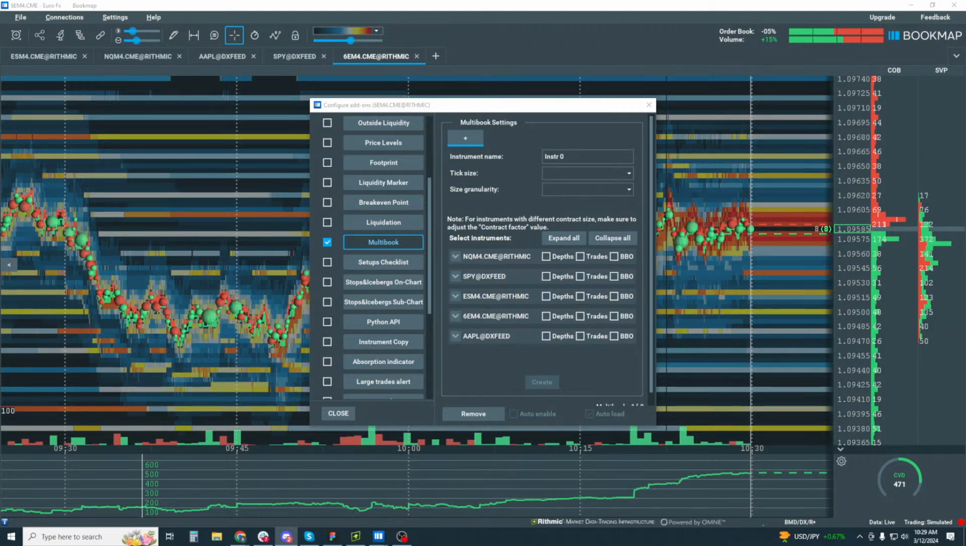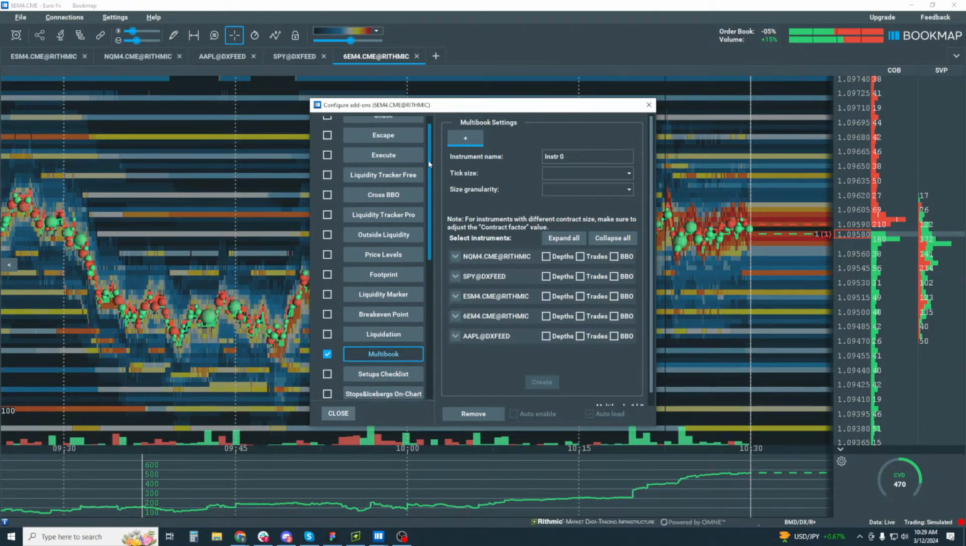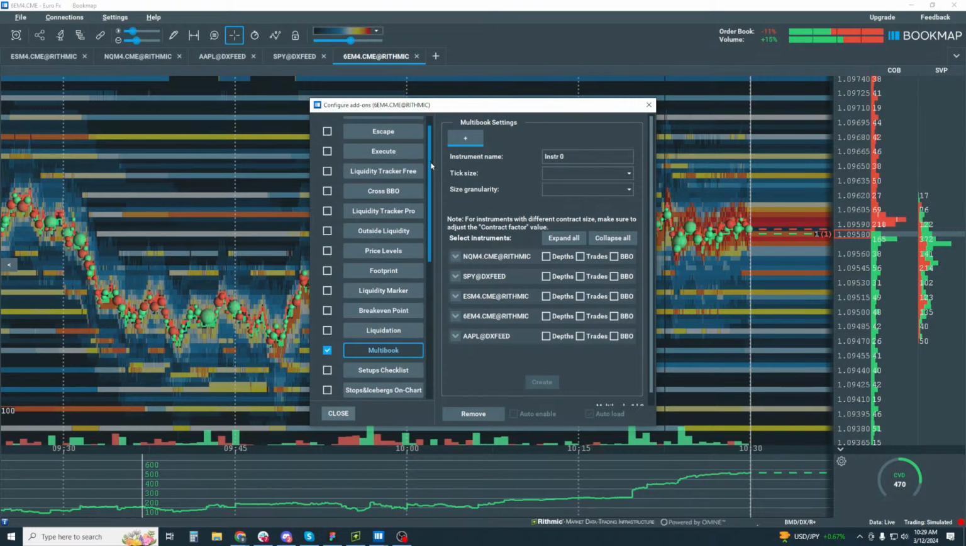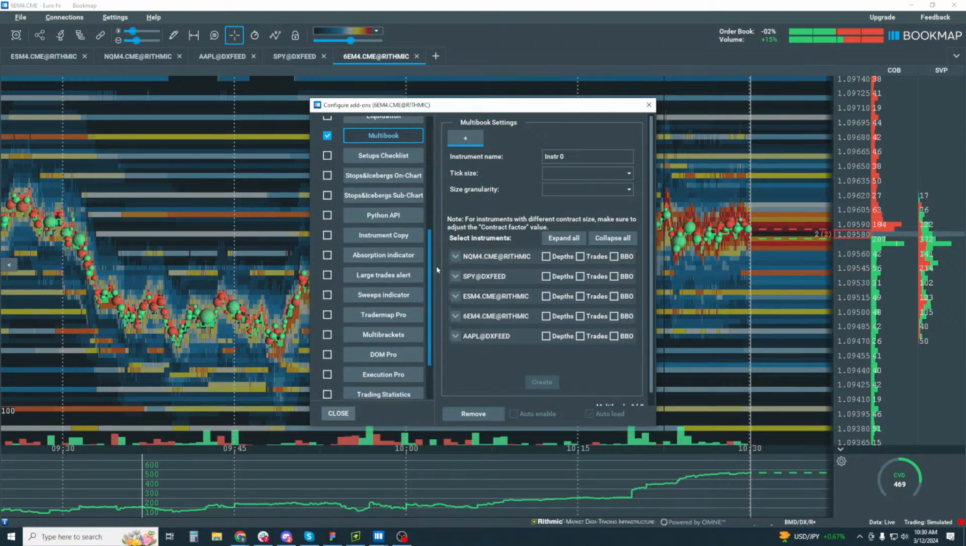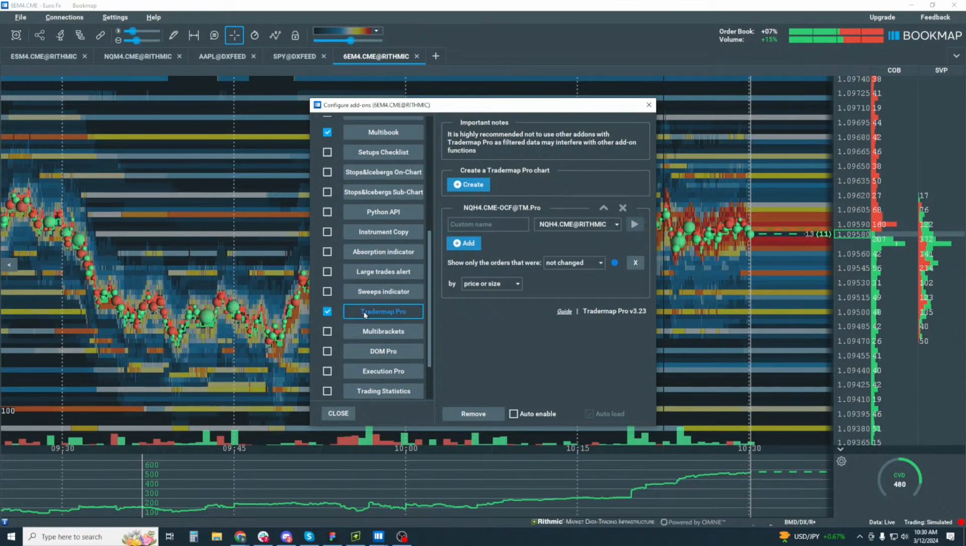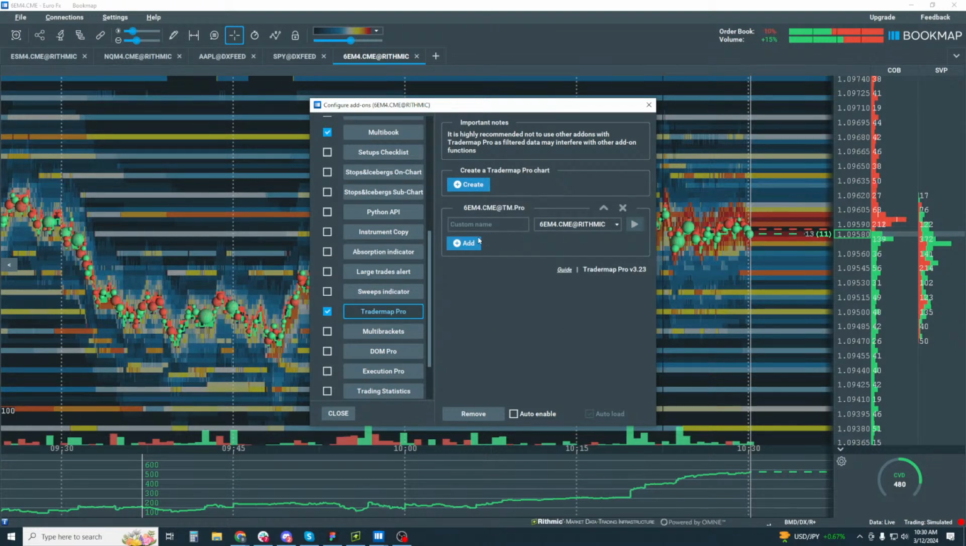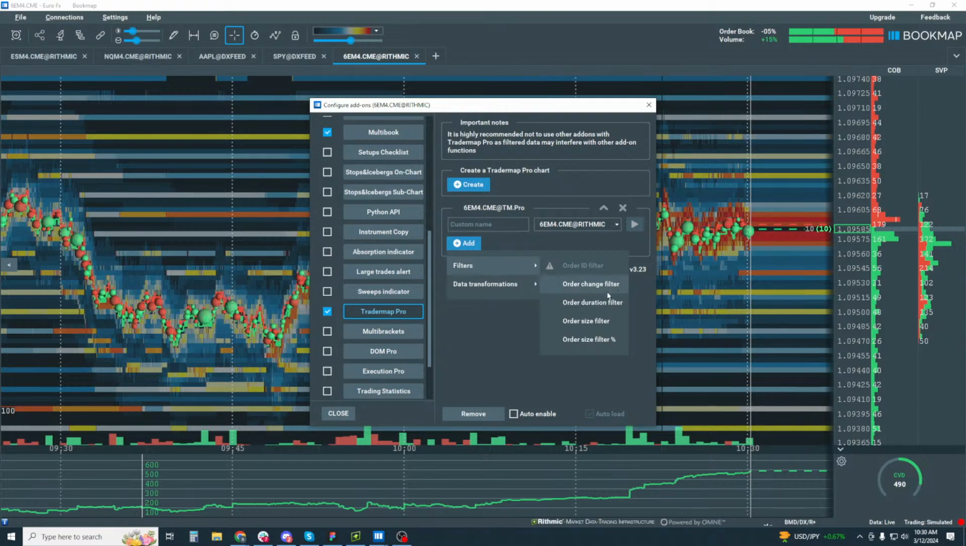I think I'm caught up. Okay, all right, so where is our TraderMap Pro in here? There it is. Okay, let's remove this one. We'll add a new one. We're on the 6E. Filters.